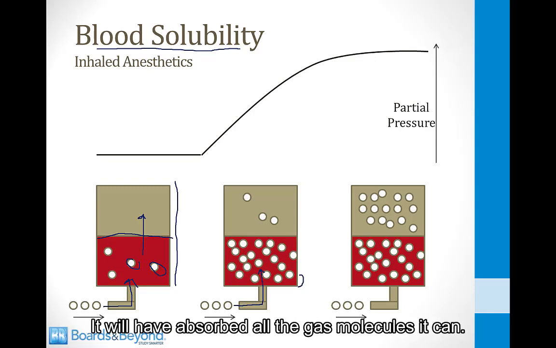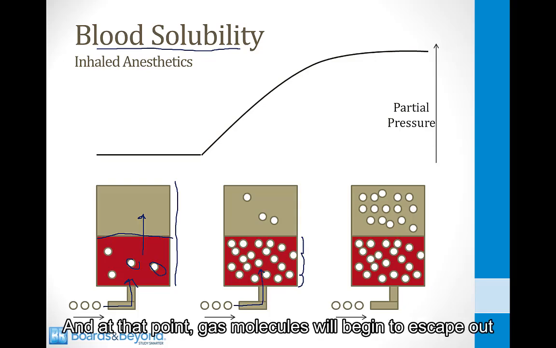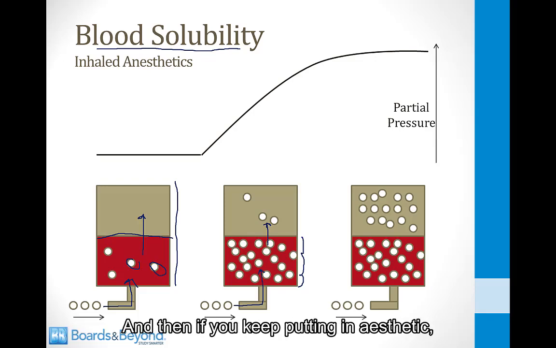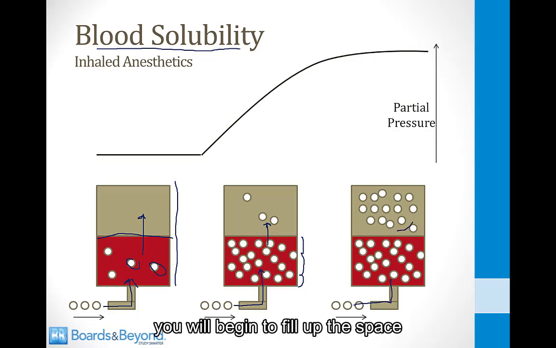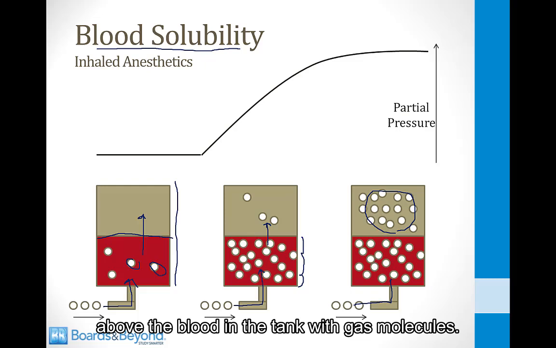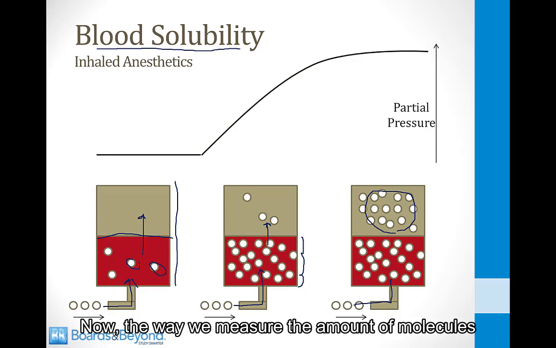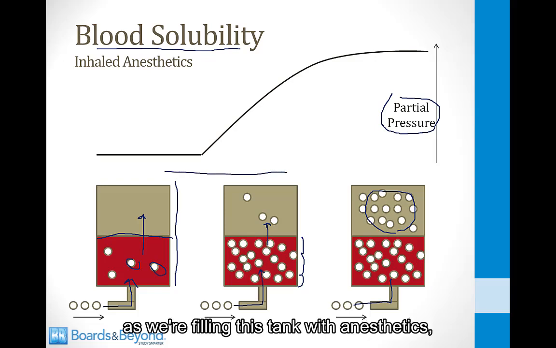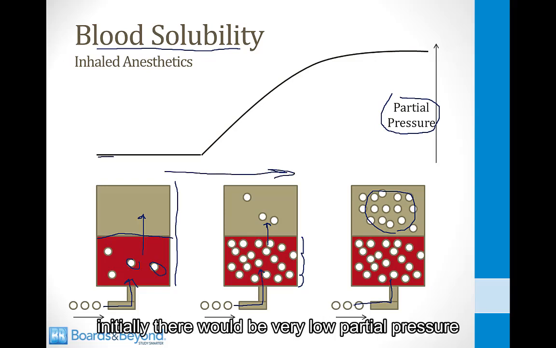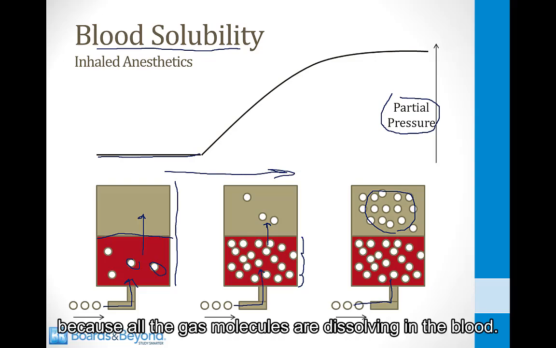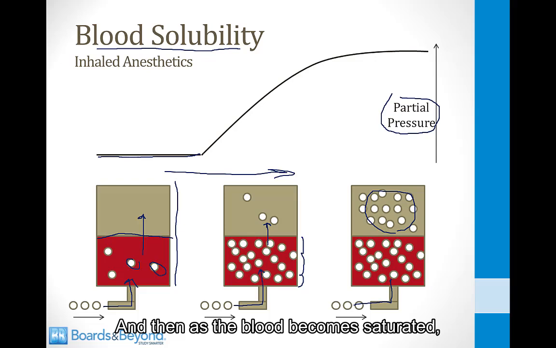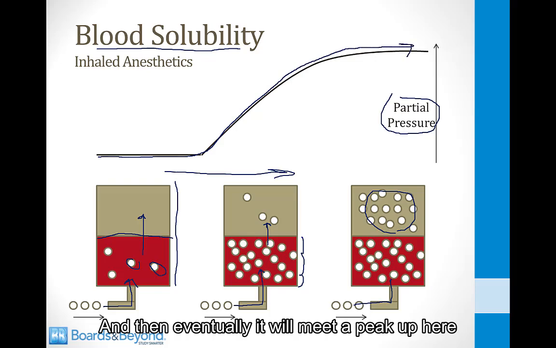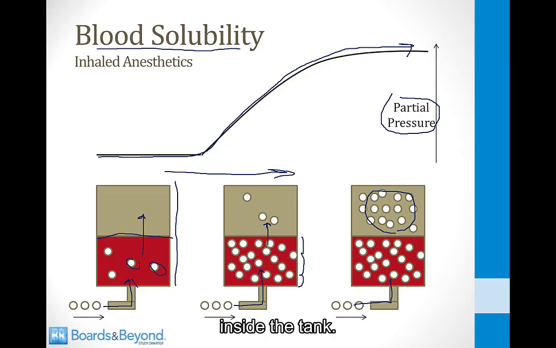be saturated. It will have absorbed all the gas molecules it can, and at that point, gas molecules will begin to escape out into the gaseous form and hover above the blood. And then if you keep putting in anesthetic, you will begin to fill up the space above the blood in the tank with gas molecules. Now, the way we measure the amount of molecules in the gaseous form is by something called the partial pressure. So if we plotted that over time as we're filling this tank with anesthetics, initially there would be very low partial pressure because all the gas molecules are dissolving in the blood. And then as the blood becomes saturated, the partial pressure will begin to rise, and then eventually it will meet a peak up here where you are filling the space above the blood inside the tank.